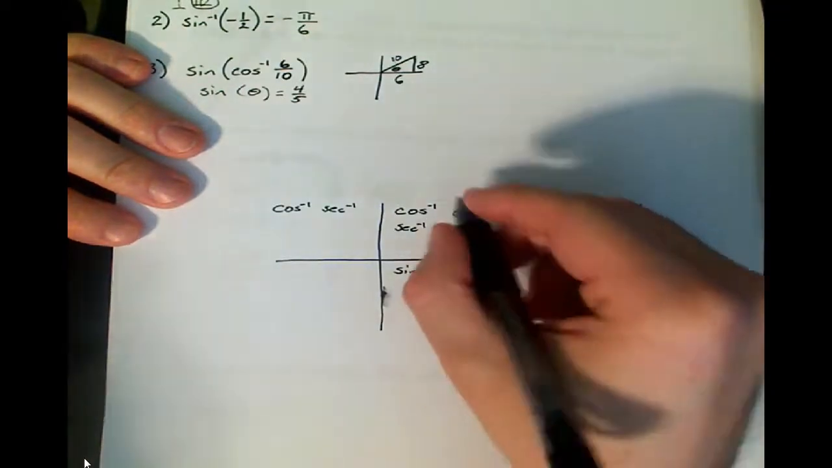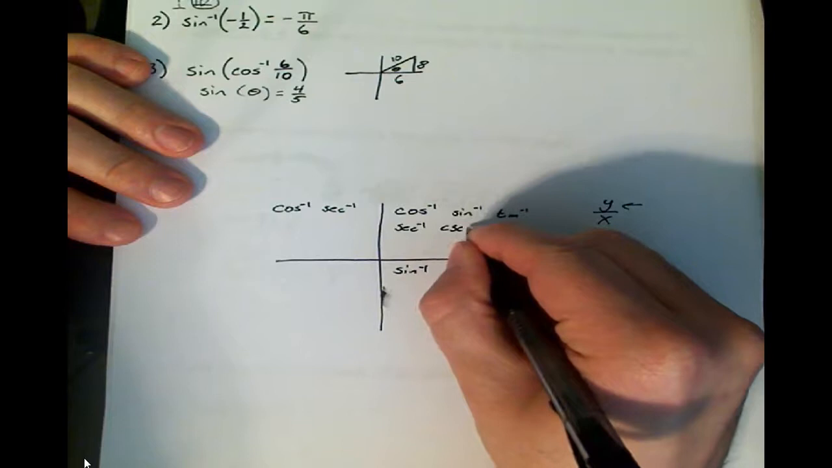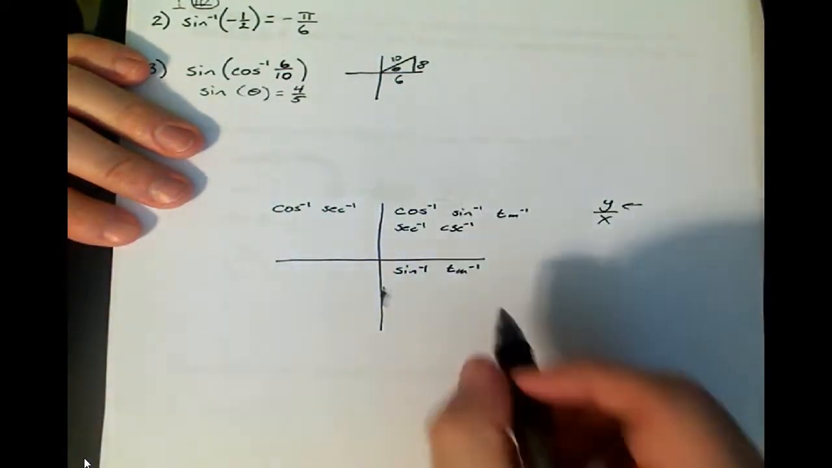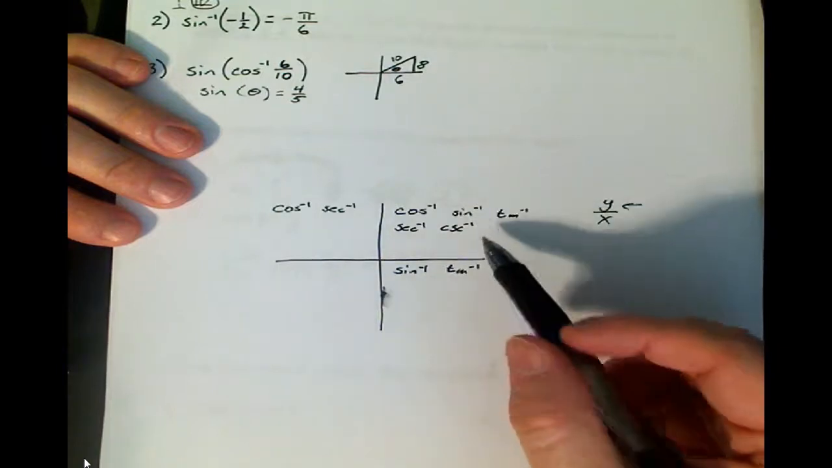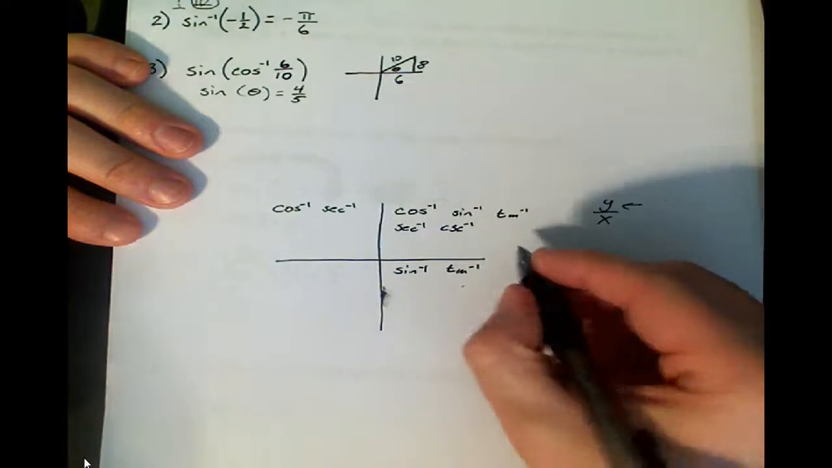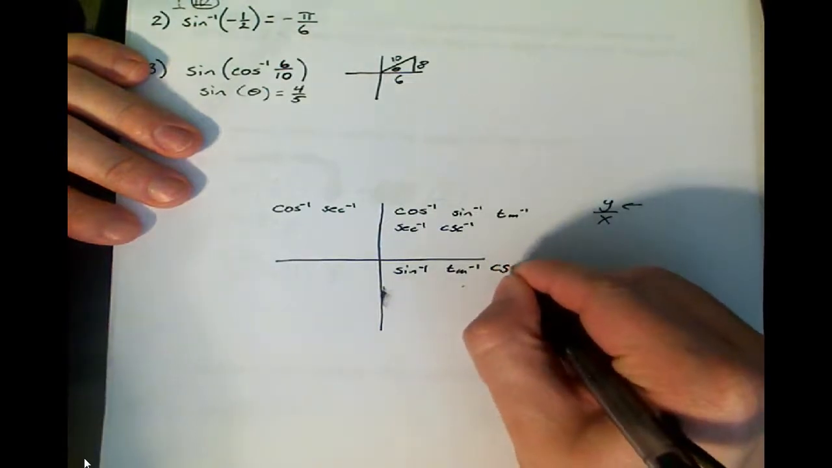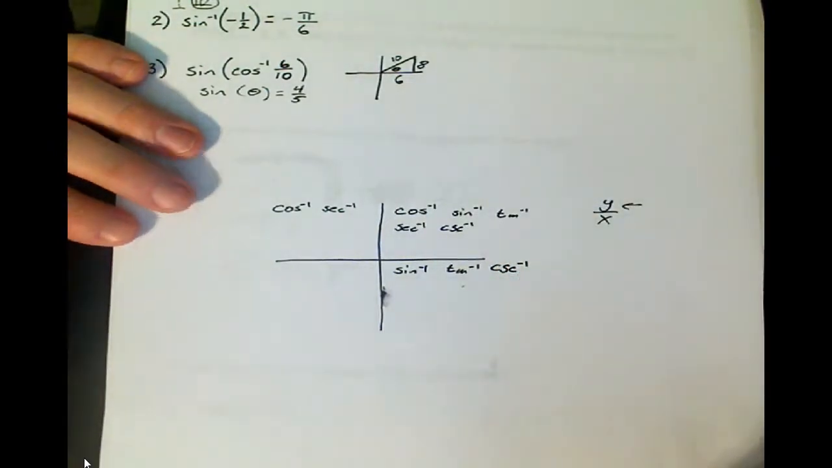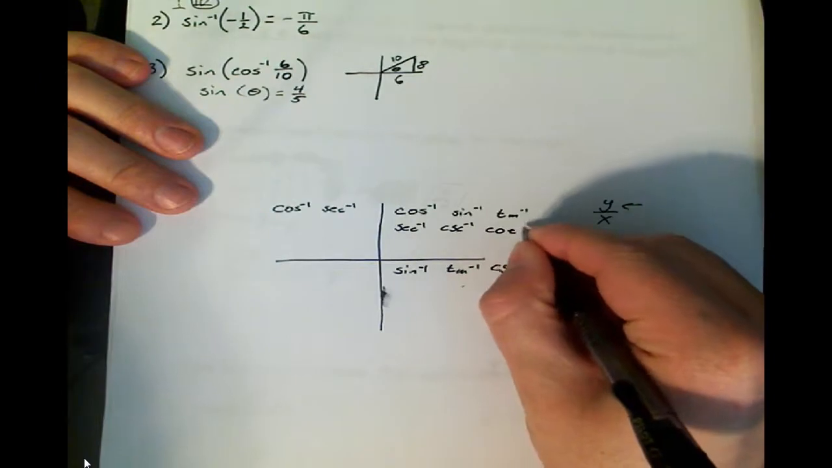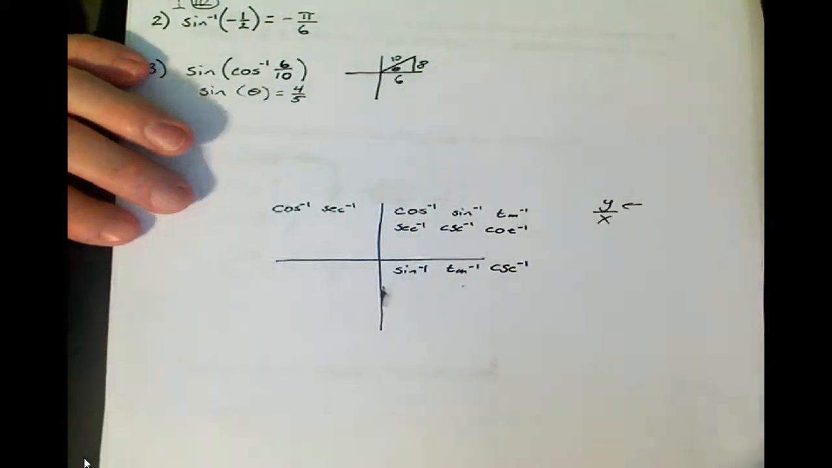Sine, we have cosecant, right? It's the reciprocal, so that's just like saying 1 over y. So that's still the y value, so that's up and down. So cosecant goes here. Okay, and notice that all 6 functions are actually in the first quadrant. So we have to know that.